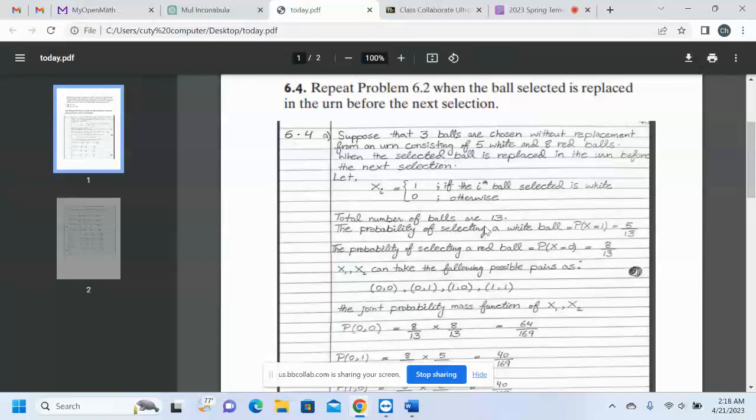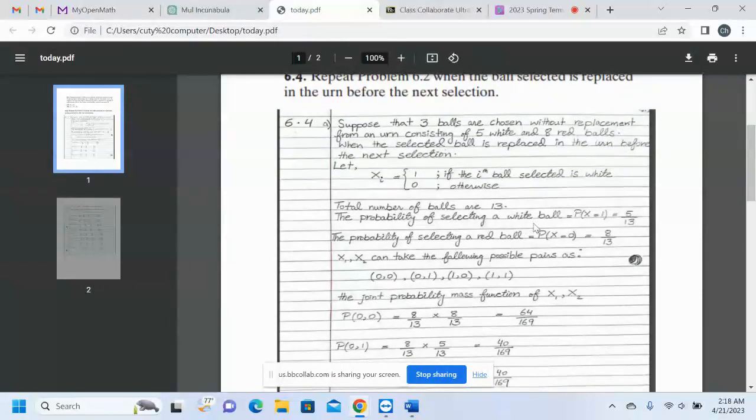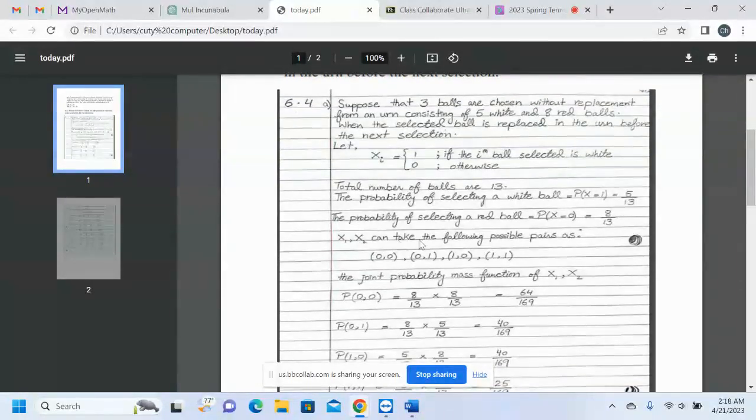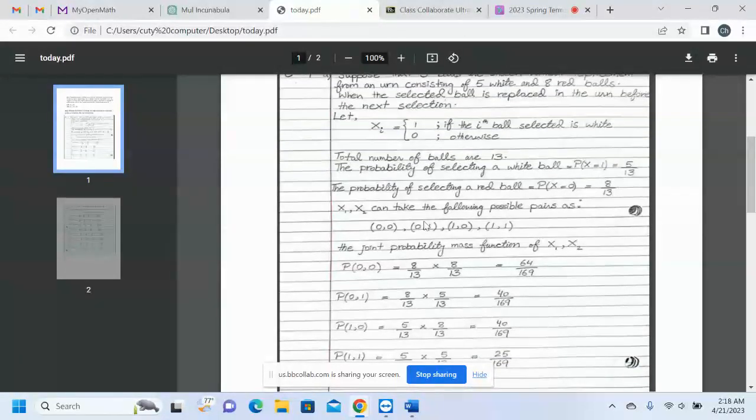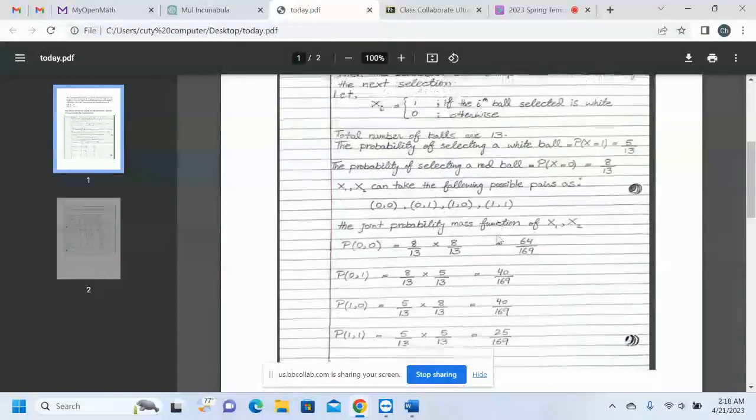Total number of balls are 13. The probability of selecting a white ball, probability x is equal to 1, is 5 over 13. And the probability of selecting a red ball, probability x is equal to 0, is 8 over 13. x1, x2 can take the following possible pairs: 0, 0, 0, 1, 1, 0, and 1, 1.